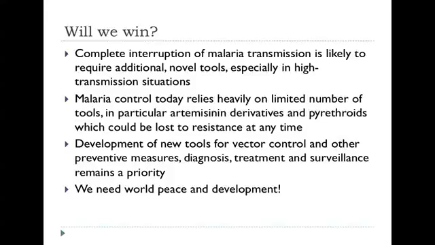So, will we win? I think the consensus is that for the complete interruption of malaria transmission, we're going to need new tools. We're going to need that new vaccine. We're going to need other ways of dealing with it. We're actually in a precarious situation because we're relying on these artemisinin derivatives and these pyrethroids that are used for spraying currently. And if resistance to those becomes widespread, then we are losing our frontline agents. Now, as we said, there are drugs coming up behind, but what if they don't pan out? So we really do need new tools, other preventive measures, diagnosis, treatment, surveillance.